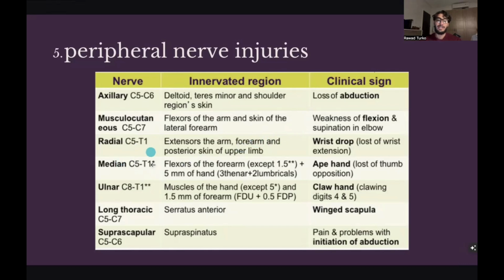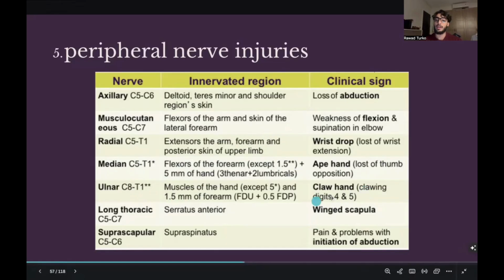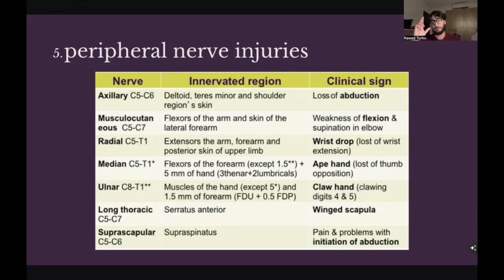Then we have the median nerve, which supplies the flexors of the forearm, and specifically the thenars and the lumbricals. So you're going to have ape hand because you have loss of thumb opposition. So just remember ape hand. All right. Ulnar, you're going to have claw hand. So it's going to look like this, claw hand. And that's because you have clawing of digits 4 and 5. That's because the 4th and 5th digits are supplied by the ulnar nerve.